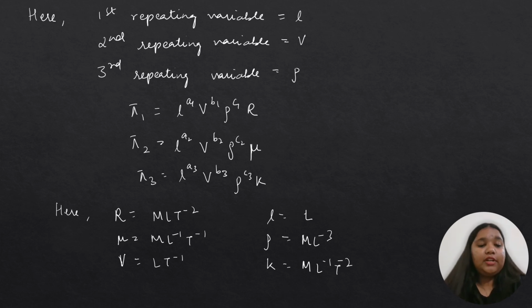So here now we will write the dimensions of each of the variables given. R is force, so it's MLT^-2. Mu is viscosity, so it's ML^-1 T^-1. V is velocity, it's LT^-1. L is L. Rho is ML^-3. K is ML^-1 T^-2.